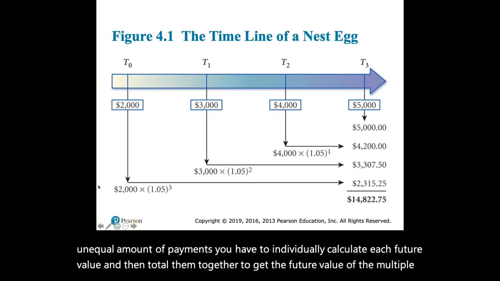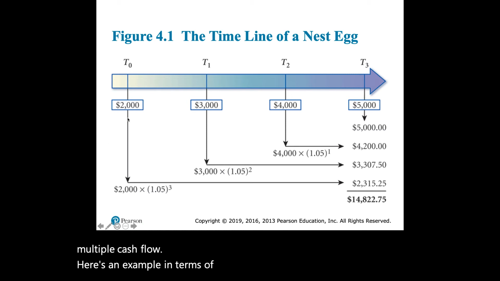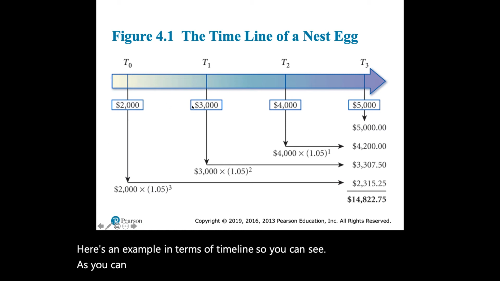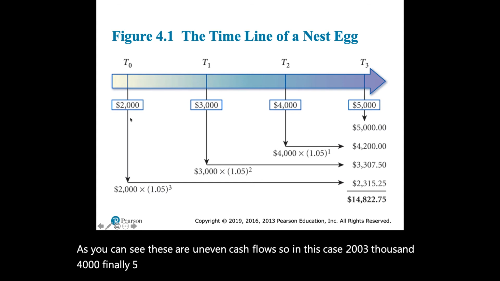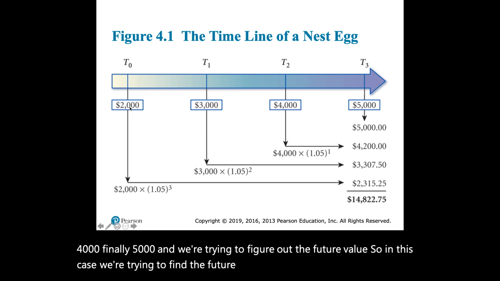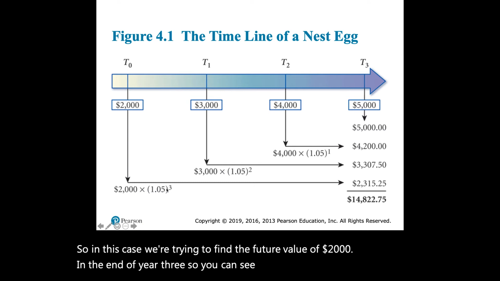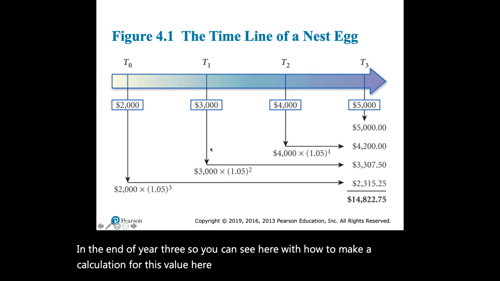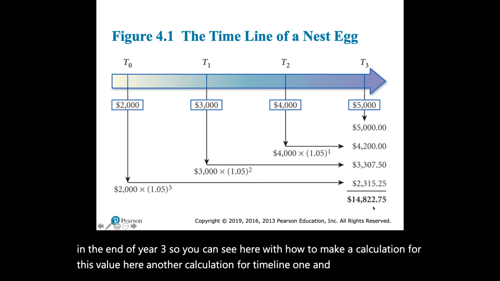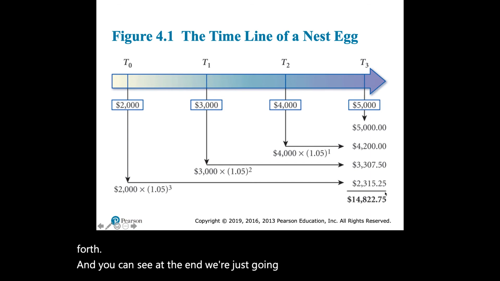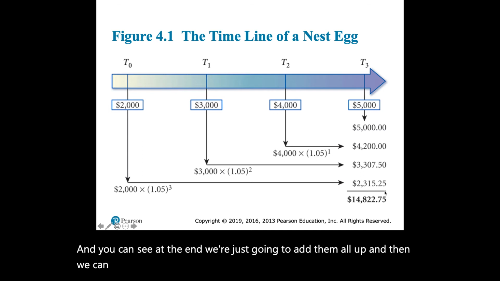Here's an example in terms of a timeline. As you can see, these are uneven cash flows: 2,000, 3,000, 4,000, and finally 5,000, and we're trying to figure out the future value. In this case, we're trying to find the future value of $2,000 at the end of year 3. So you can see here, we'll have to make a calculation for this value, another calculation for timeline 1, and so forth. At the end, we're just going to add them all up, and then we can figure out the future value of all of the payments.